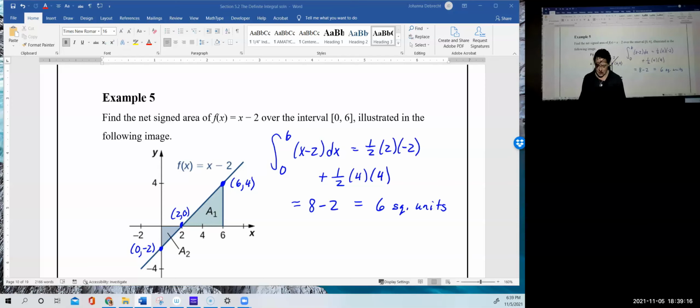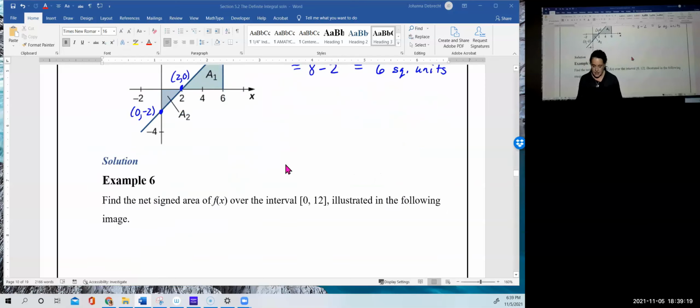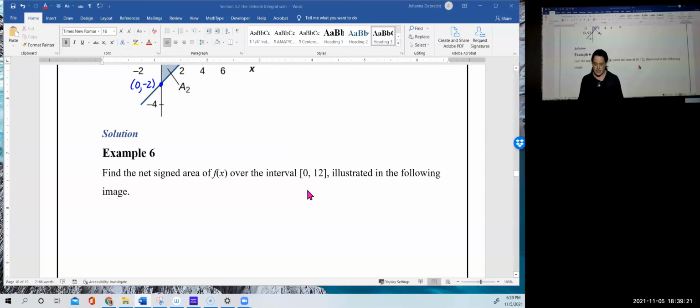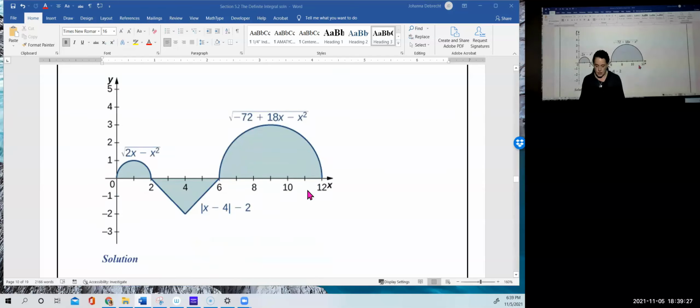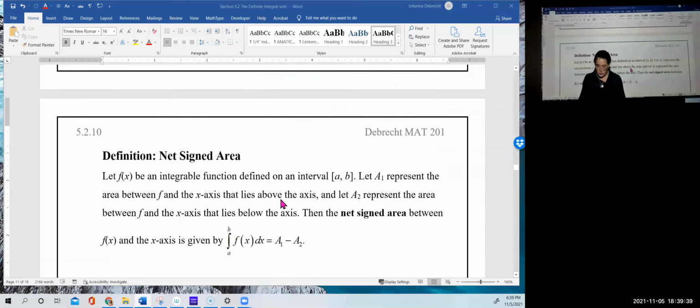Let's look at the next example. In the next example, we're to find the net signed area of a function over the interval from 0 to 12 in this image here. We already know that the formula for the area of a circle is going to be pi r squared. Don't forget to divide it by 2, which I now realize I forgot to do in the one up here.